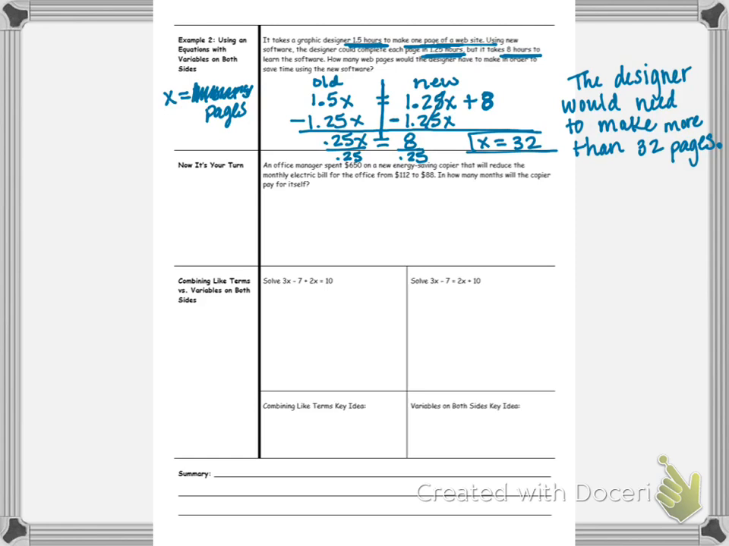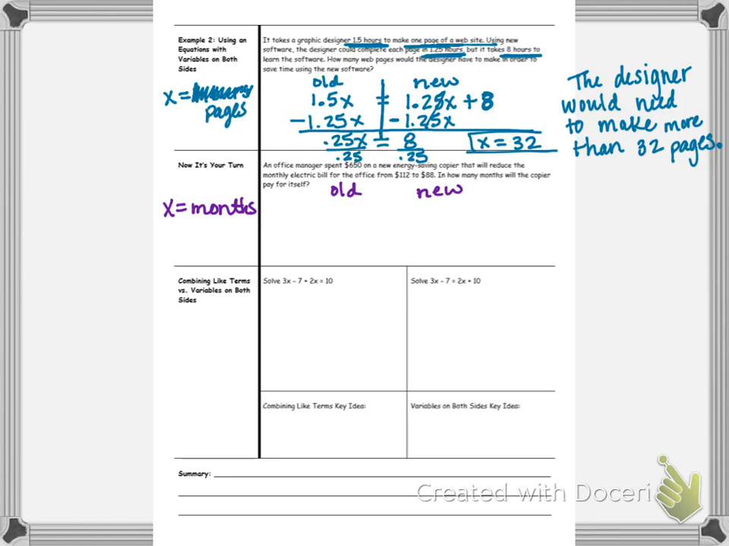Okay. An office manager spent $650 on a new energy-saving copier that will reduce the monthly electric bill for the office from $112 to $88. In how many months will the copier pay for itself? So x is going to be equal to months. And then we can still use the old versus the new setup.